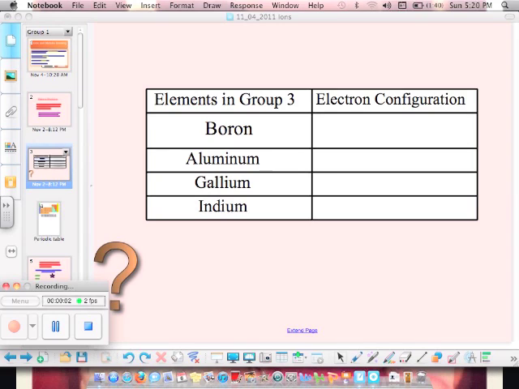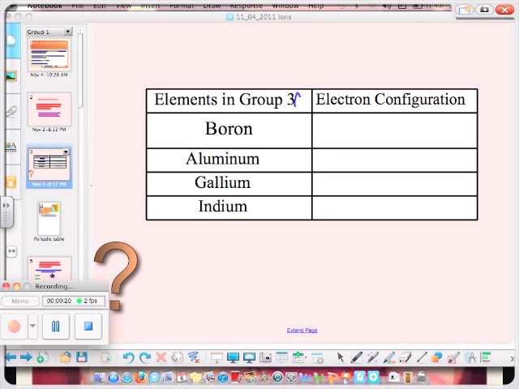Okay, so what I need you guys to do is copy this chart down. We are going to fill this chart out, but I'm going to walk you through the process using the periodic table. So please write down all these elements in group 3. Specifically, this should say group 3A. Please list boron, aluminum, gallium, and indium. And we are going to fill out the electron configurations. Like I said, I'm going to flip over to the periodic table, but we will fill this chart out together.